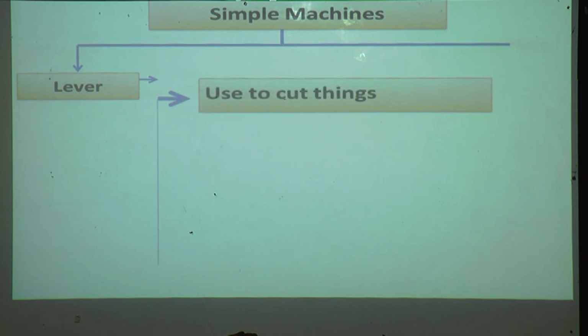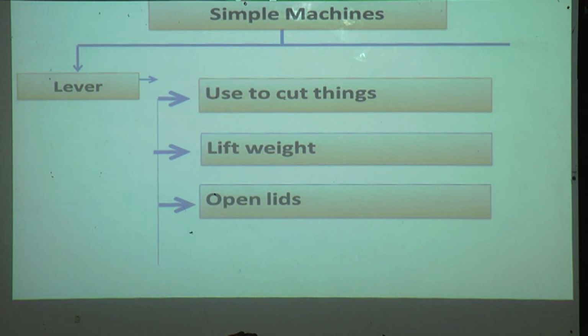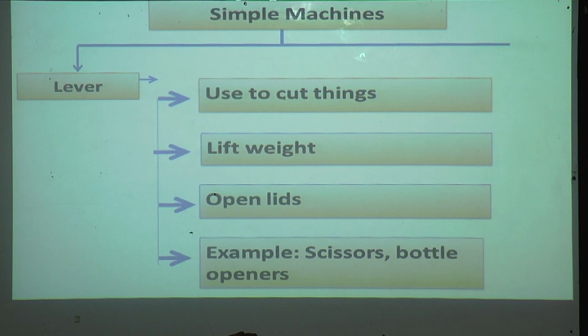Lever. It is used to cut things, lift weight and open lids. Lever is used to cut things, lift weight and open lids. Examples: scissors and bottle openers are examples of lever.